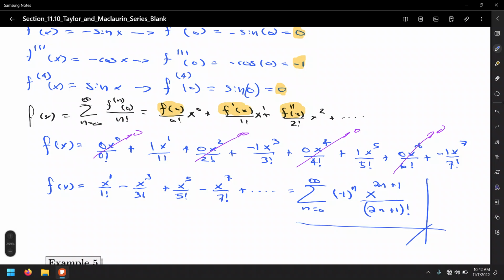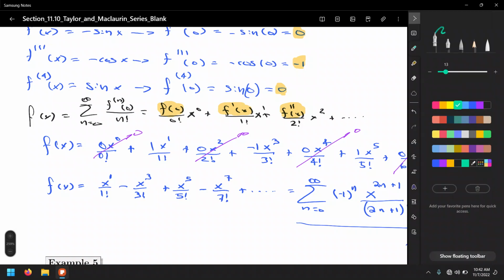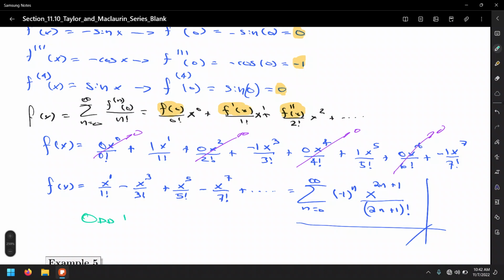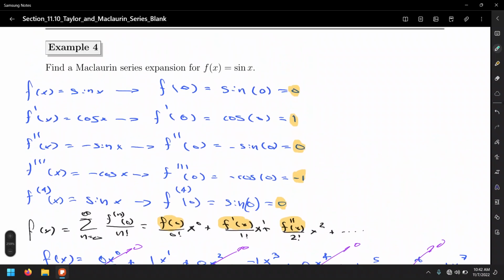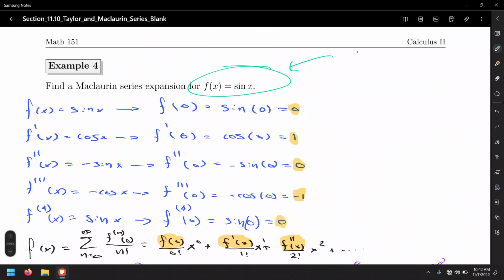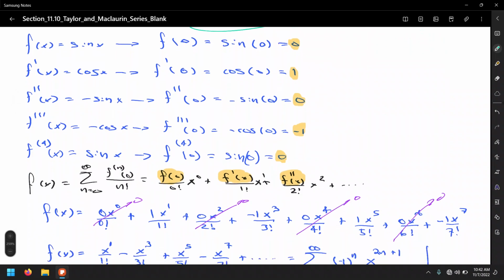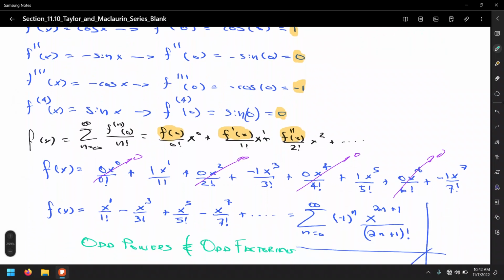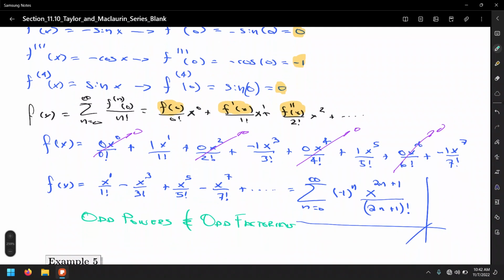Now, one thing to notice here and to make connections, what do we notice here? Well, so odd powers and odd factorials. That's because f of x equals sine is an odd function. So that property gets reflected even in the terms or the pattern for its power series representation.